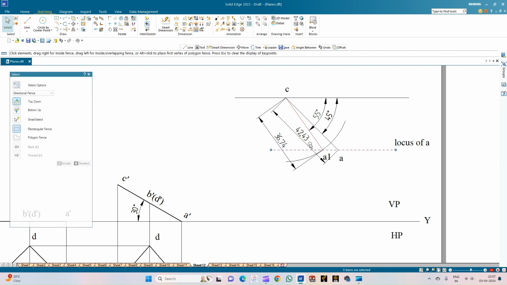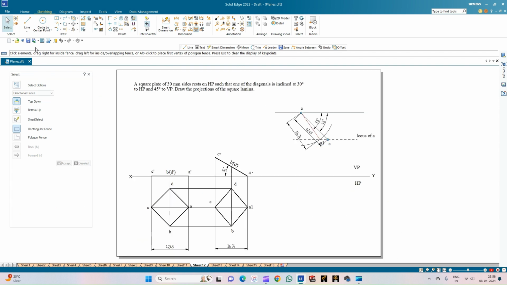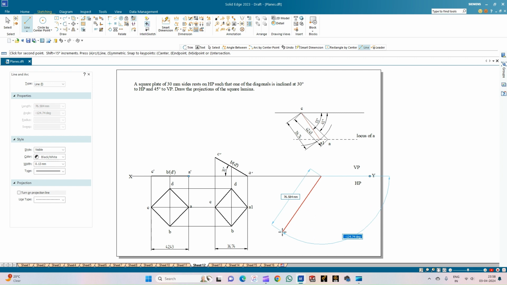So this red line is the CA1 line, and this CA is the initial length of the diagonal, and this is the apparent length of the diagonal. So using the initial length or the true length and the apparent length, we are going to construct the beta angle, and the beta angle is 55 degrees. So now we will draw a line of arbitrary length, but the angle value should be 55. So here it is minus 180 plus 55, so that this angle will be 55.